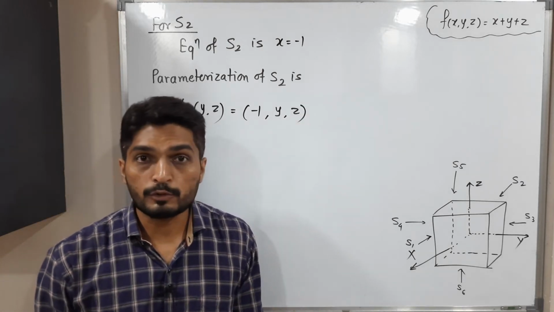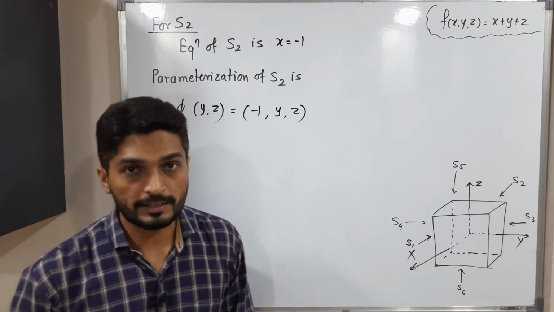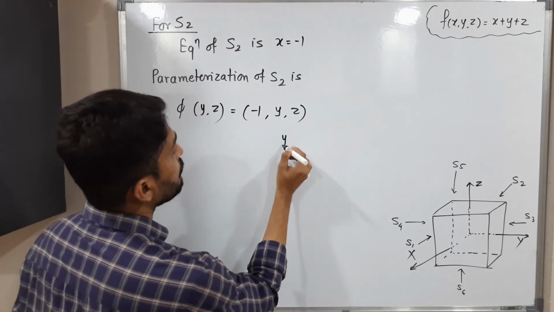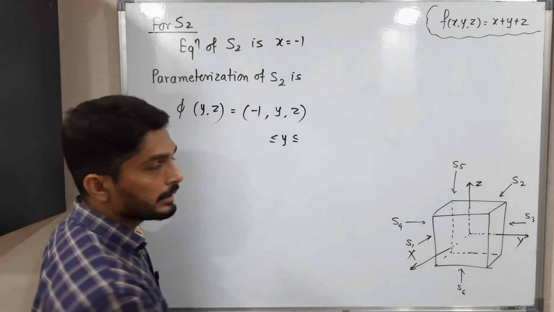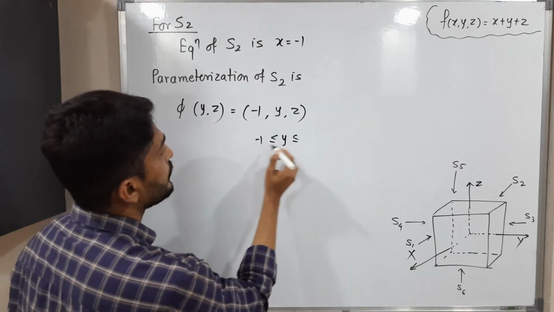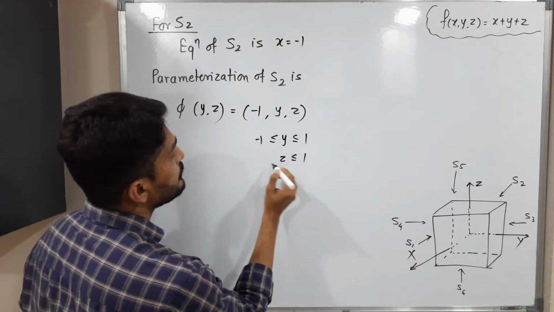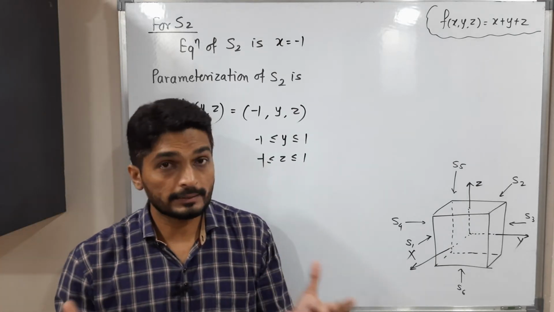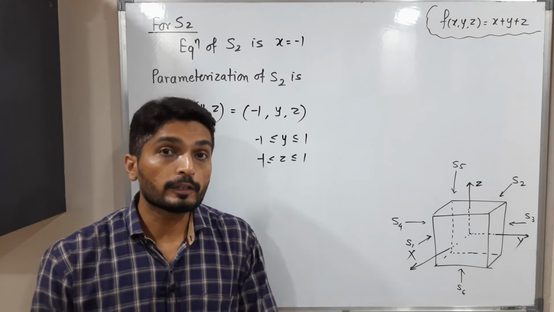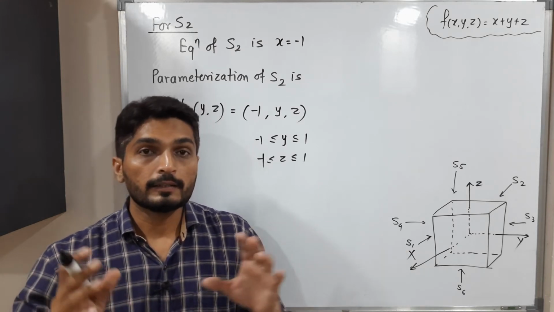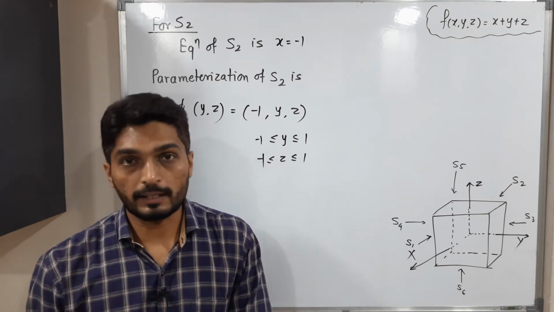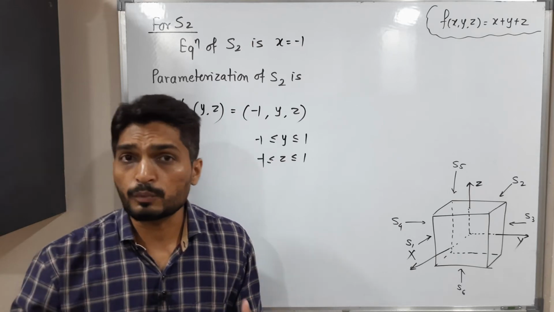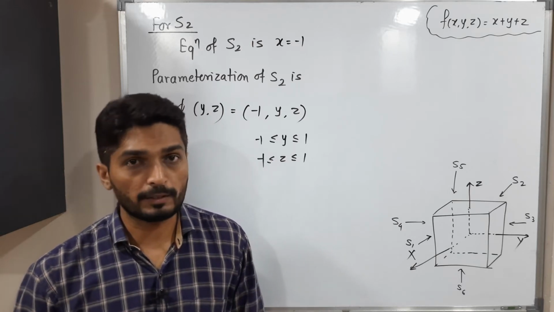These are parameters, so I should have the limits of y and z. Will you tell me what the limits of y will be? In the problem they have mentioned it is -1 to 1, and the limits of z are -1 to 1. After that what will I do? You remember the definition of the surface integral of a scalar field. Some things are needed from that definition, so let us find all these things one by one.